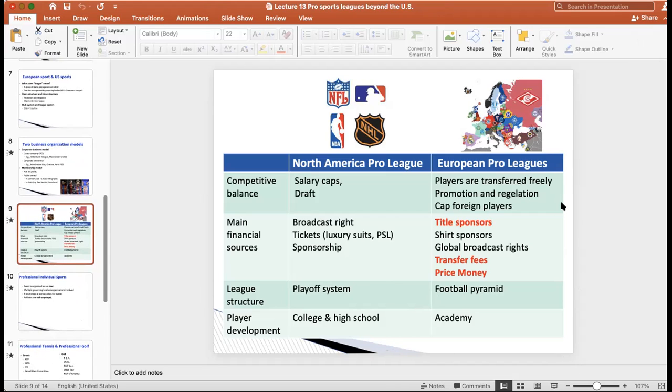So any questions from you guys? Anyone want to share your thoughts or questions you might have about European sports models?